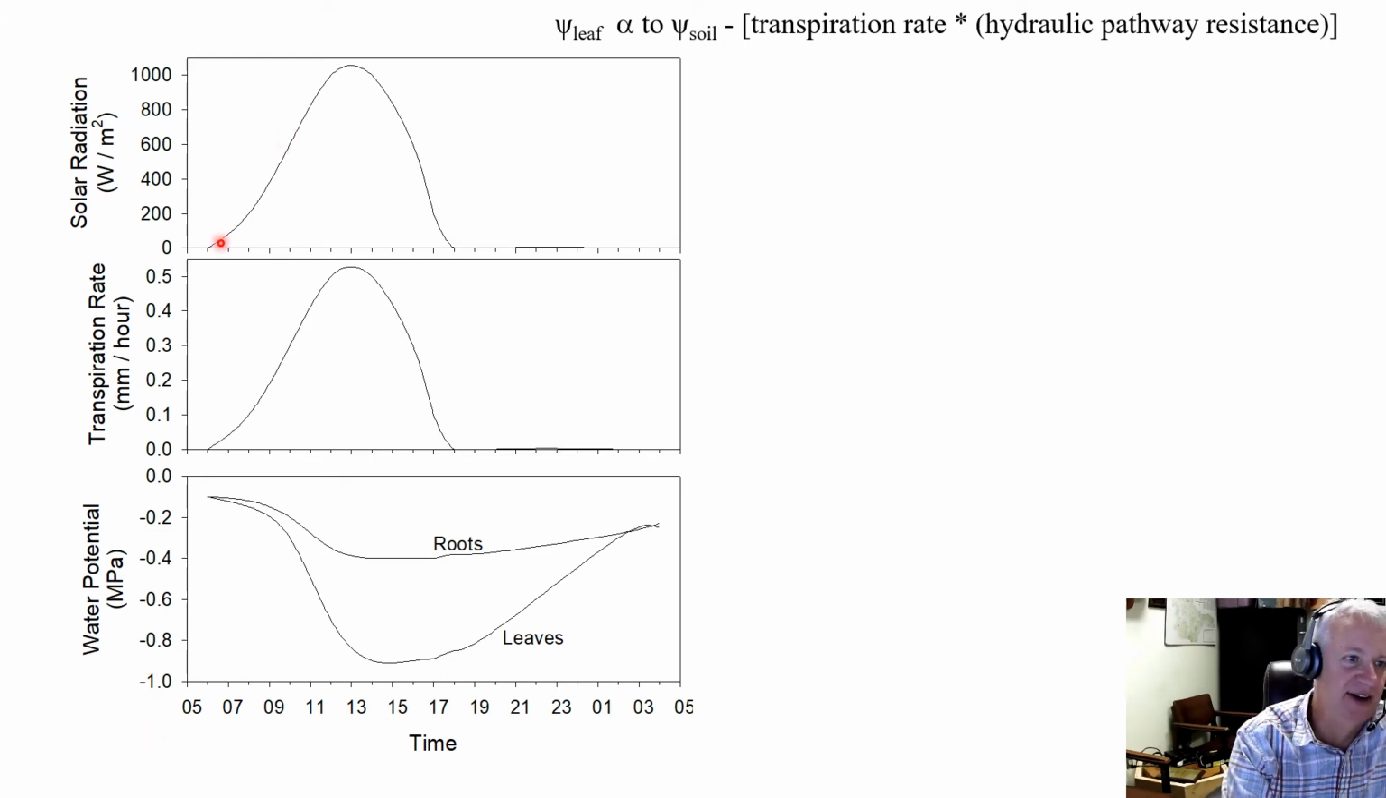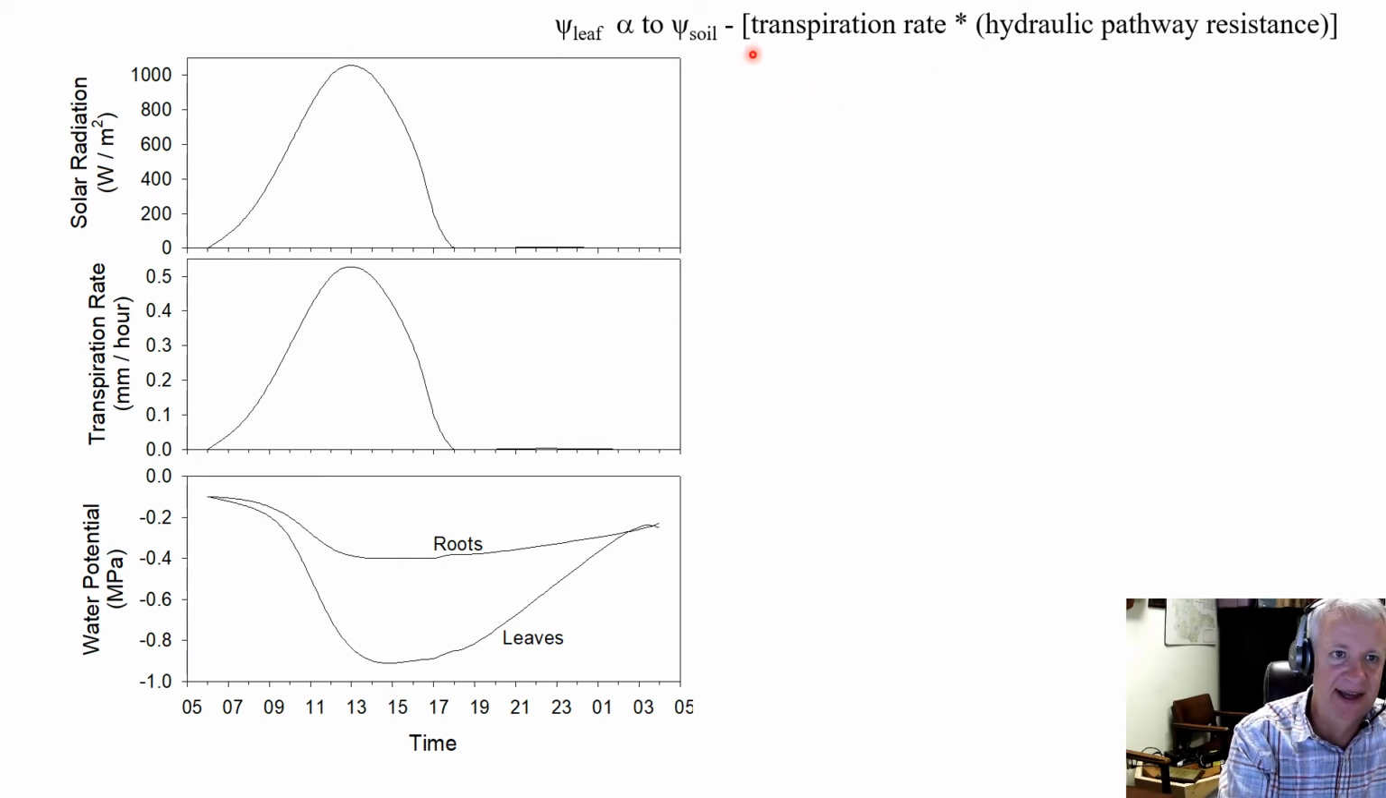So this is a sunny day. We get a gradual increase in radiation and a peak around noon, and then a decline in the afternoon. And in general, transpiration rate, all other things being equal, tends to follow radiation pretty closely. So this is about what transpiration rate would look like on a day with radiation, sunlight like this.